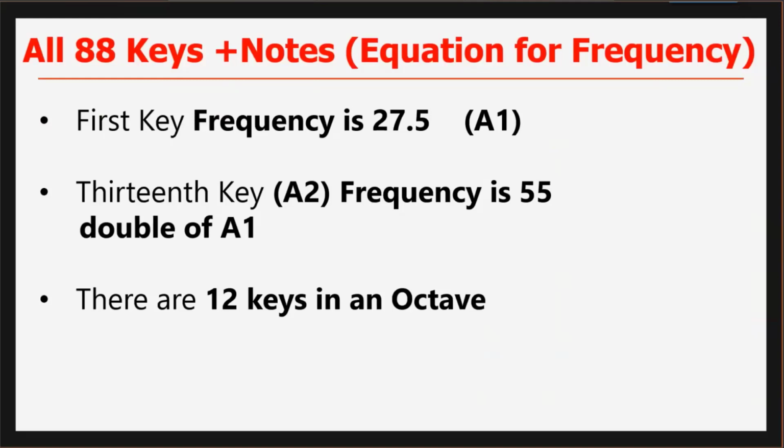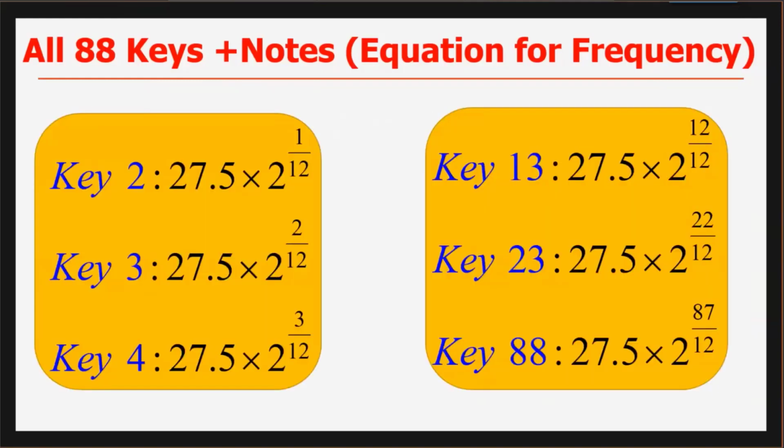So if I want to find the frequency of each of the keys in the octave, this is what would happen. If I look at key number 2, it would be 27.5. Now, instead of doubling, we are going into 2 to the power of 1 over 12 for the next key. And then if you look for key number 3, it's 2 over 12. So we are dividing it by 12 because there are 12 keys. And then, of course, you've got 1, 2, 3, and so on for those key numbers.